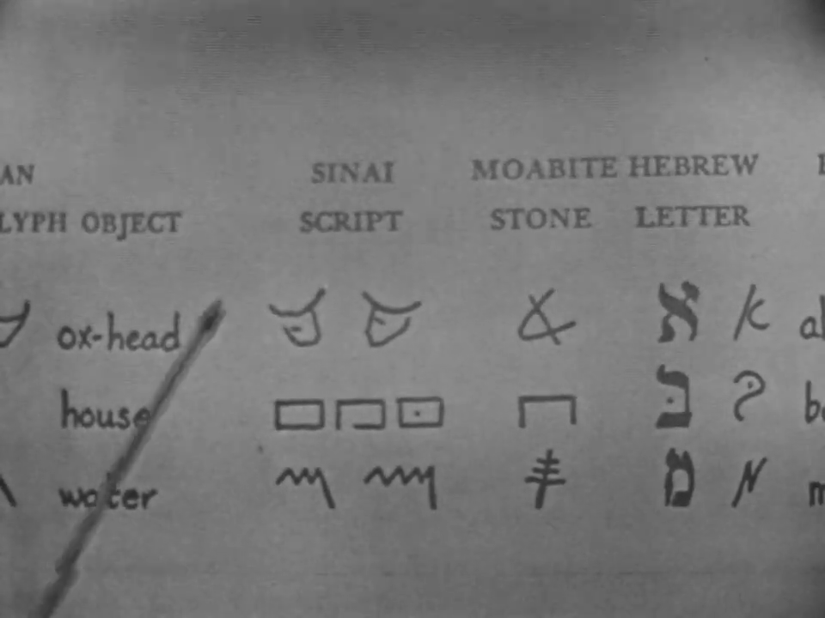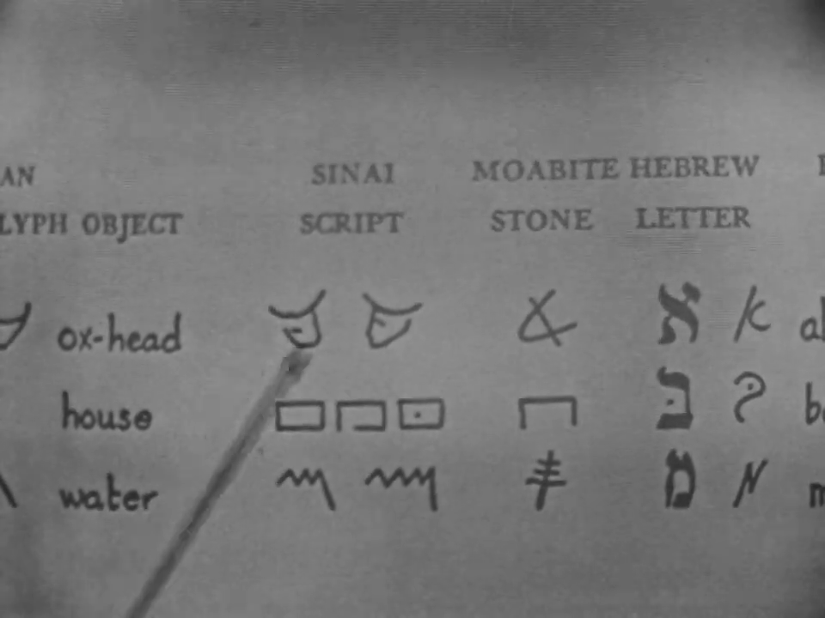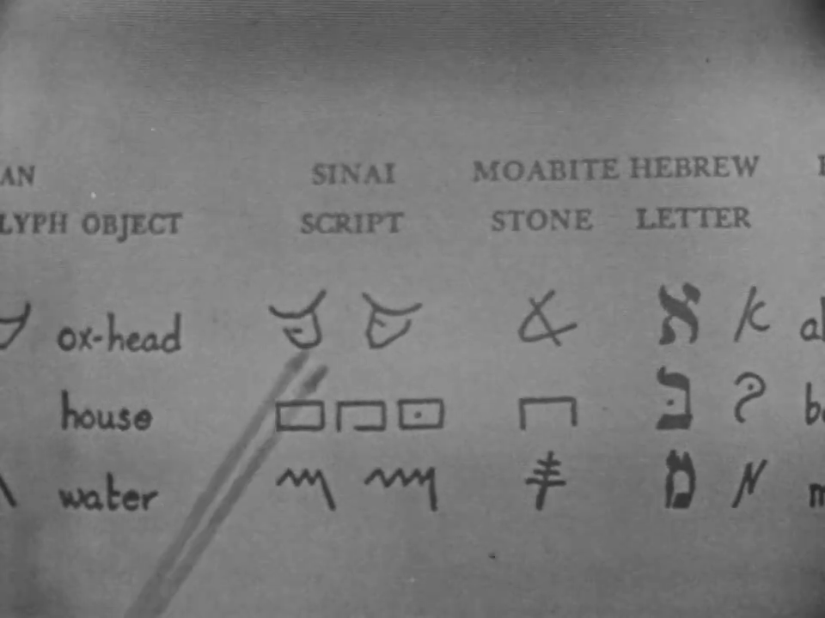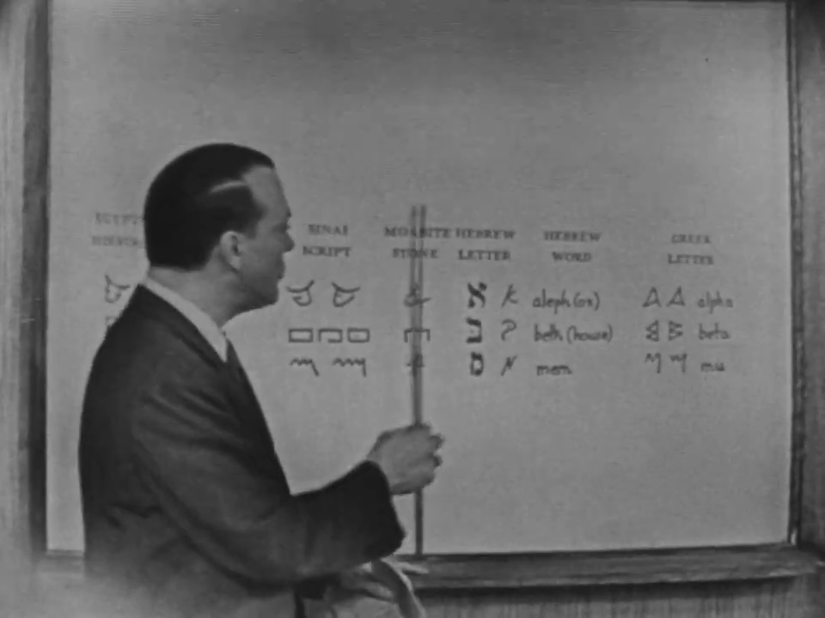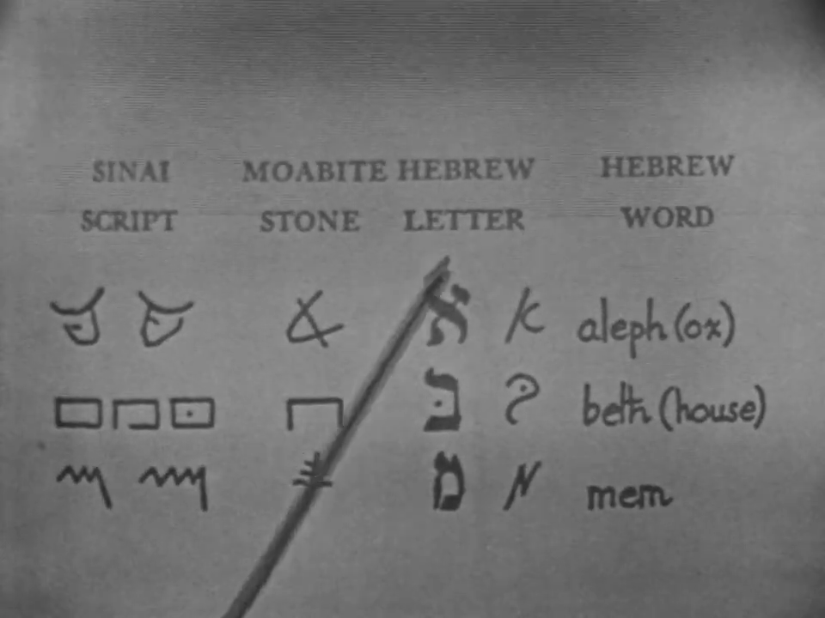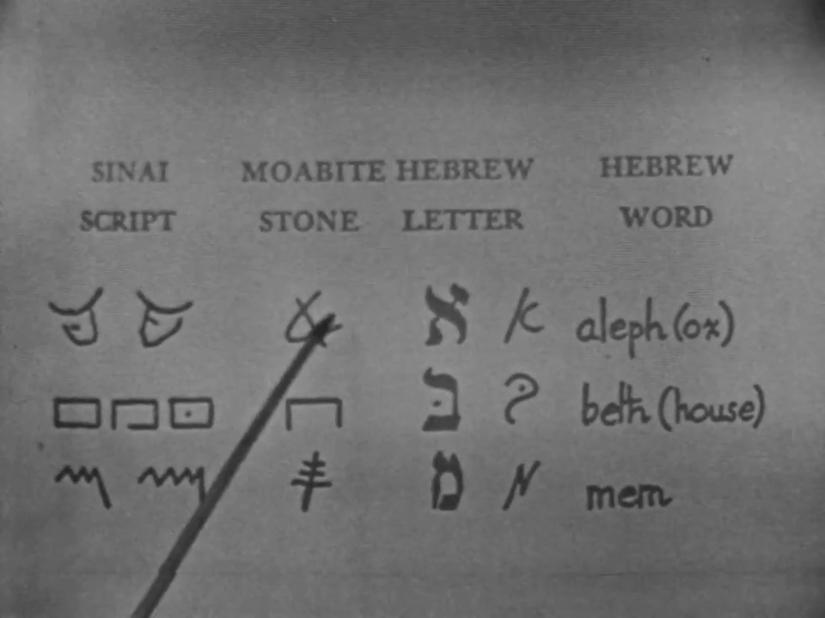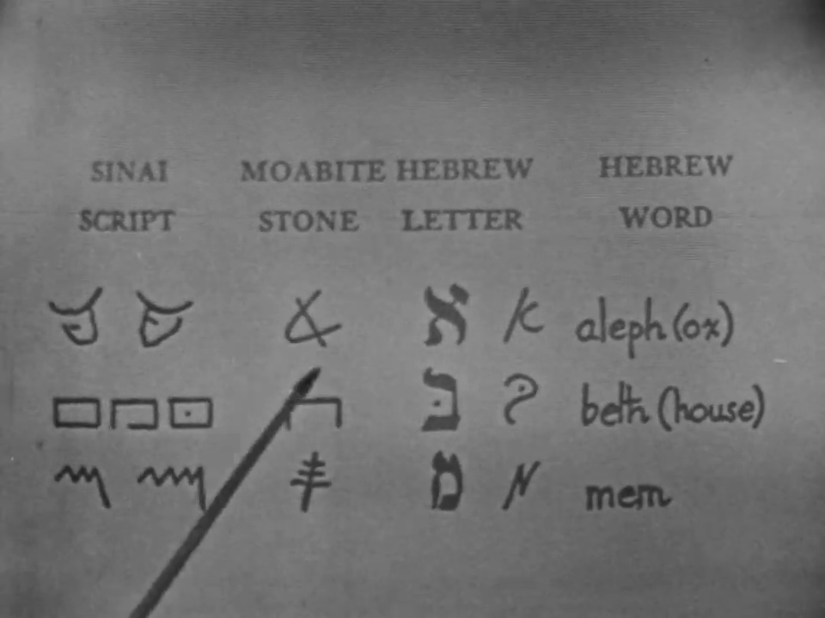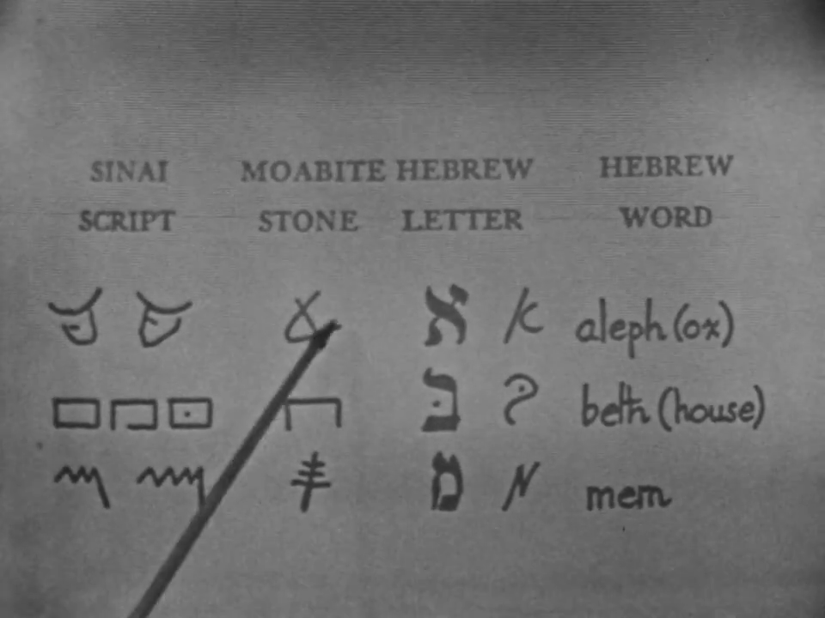But now, these things were standing for the first consonant only of a word. Here is the Moabite stone, a later Semitic script, and here's what it looked like here, and here are the Hebrew shapes of the letter. Now notice, in the Moabite stone, this thing is turned around on its side, so to speak, and here are still the horns of the ox.